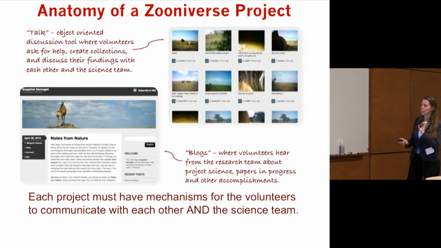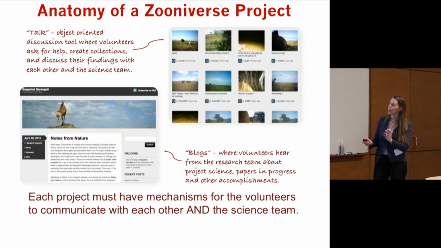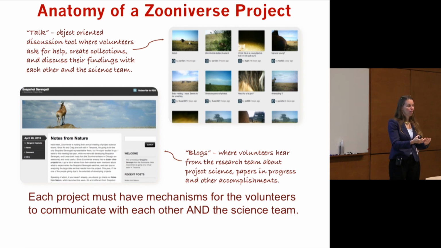Along with the primary task, we have something called the Talk tool, which is a way for the volunteers, who call themselves Zooites, to talk amongst themselves. This is where a lot of the discoveries are made. Because the science teams can't pay attention to everything that is being said, we have found that the Zooites actually work together to determine whether they think they've made a discovery or not.